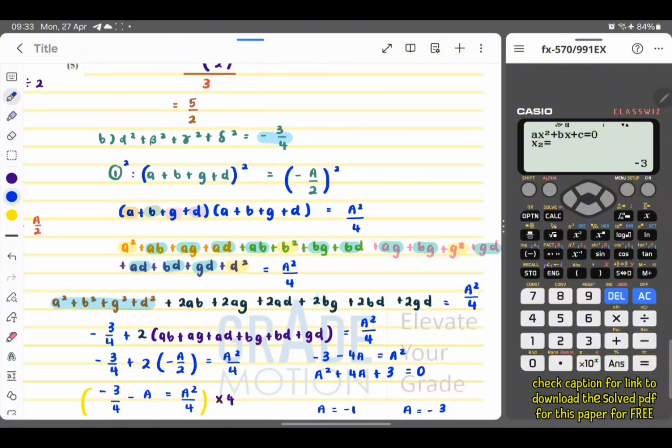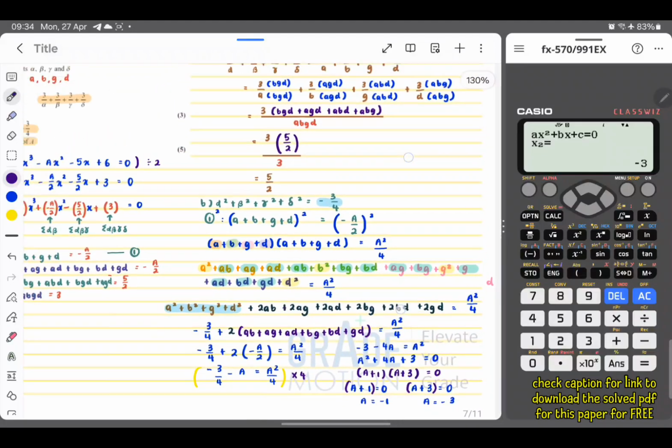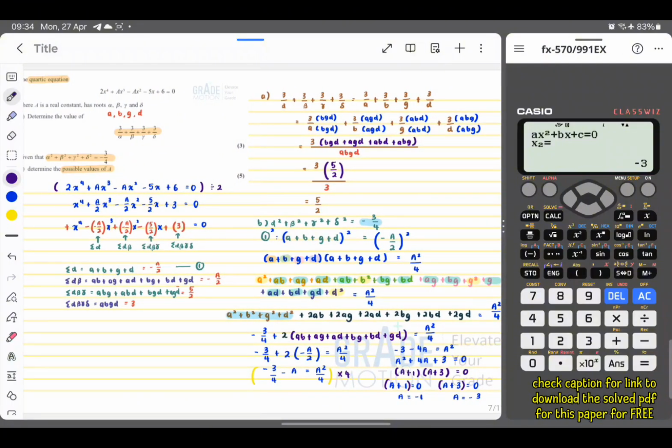Let's work our way up to show our working. So let's rearrange. Here I will get A plus 1 equal to 0, and here would be A plus 3 equal to 0. So these two would be my factors. Let's write it here: A plus 1 multiplied with A plus 3 equal to 0. With that, we are done with part B, the two possible values for A.